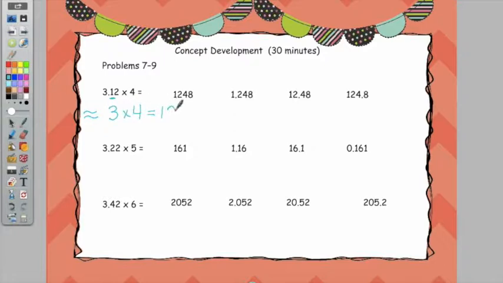What's my answer? 12. Okay. So which one of these is closest to 12 ones? Because my answer is 12 ones. 12.48, yeah. 12 and 48 hundredths. Okay? That's correct. So that's my answer. That's a pretty simple way to do it, isn't it?